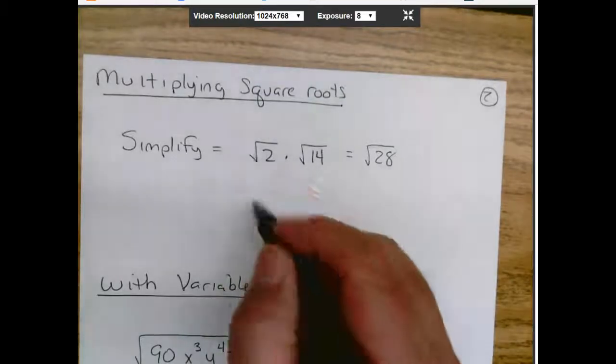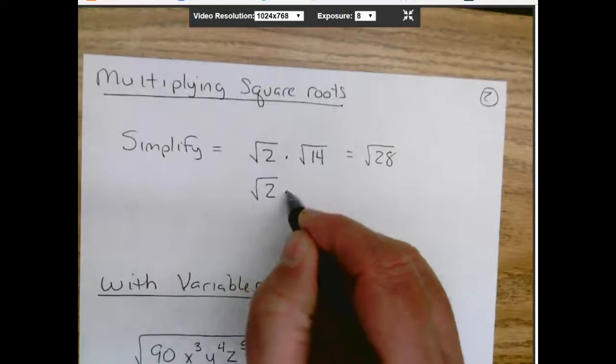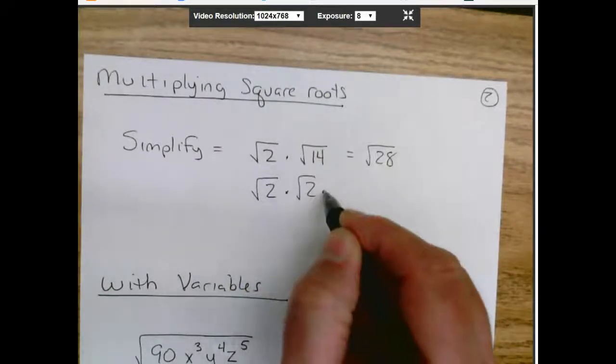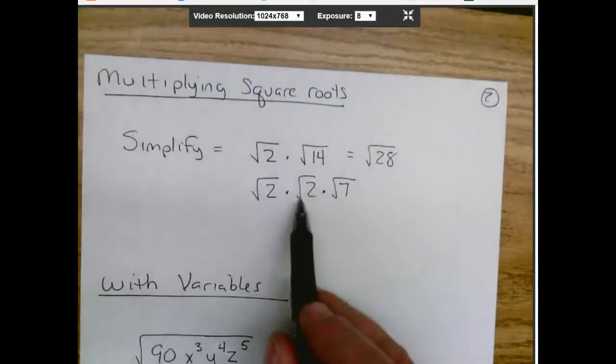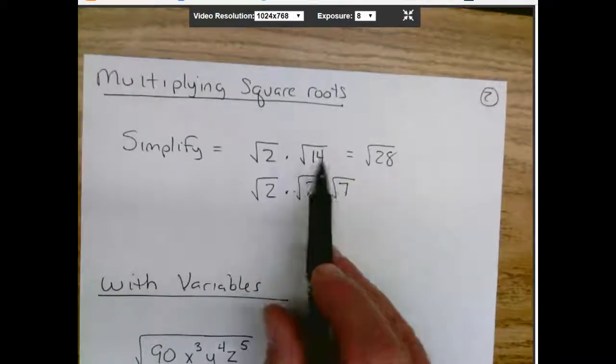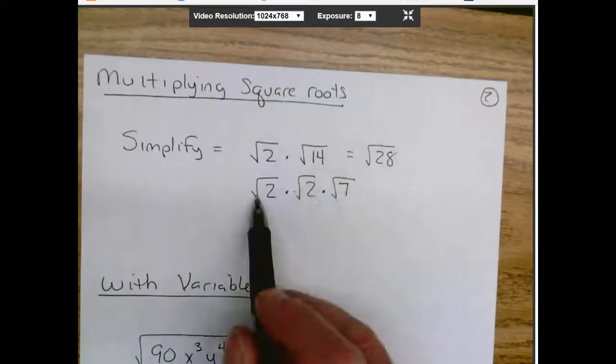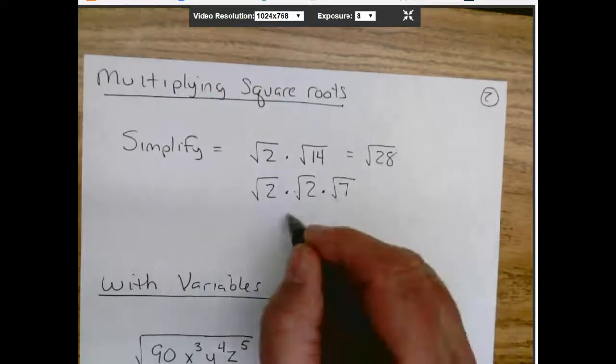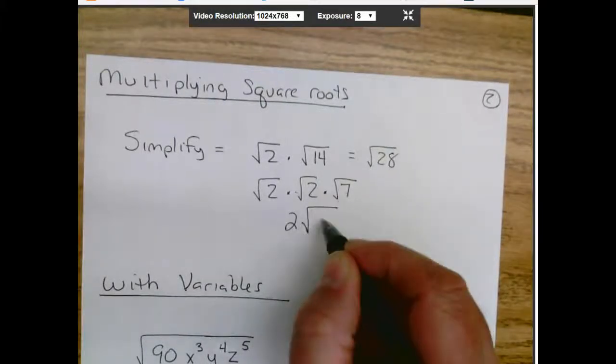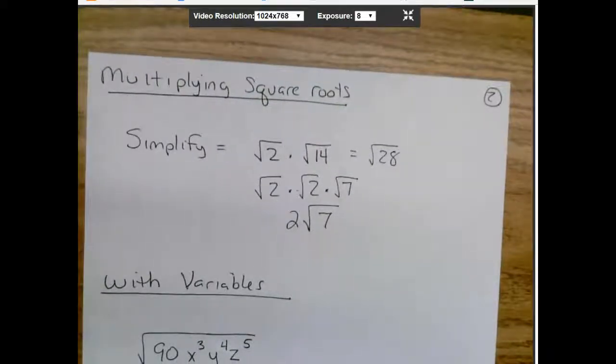So that's kind of what we're going to do. We're going to multiply square root of 2 times the square root of 2 times square root of 7, right? Because the square root of 2 times the square root of 7 is the square root of 14. So that's good. Now we have these two together, square root of 2 times the square root of 2. That becomes 2, and we're left with square root of 7, and we can't go any further with that.